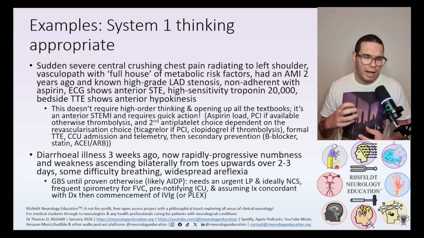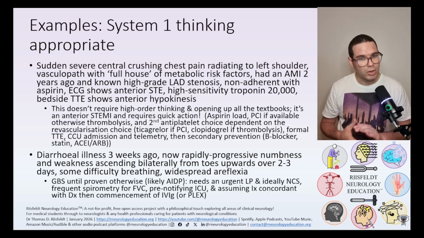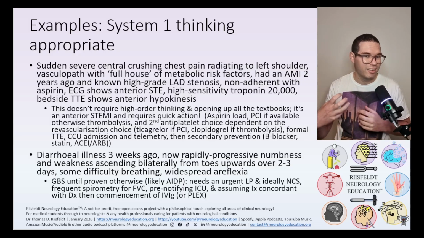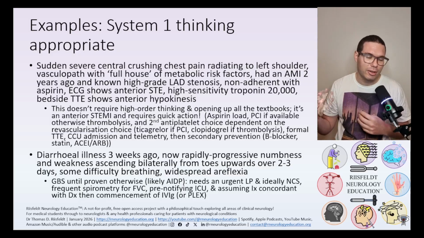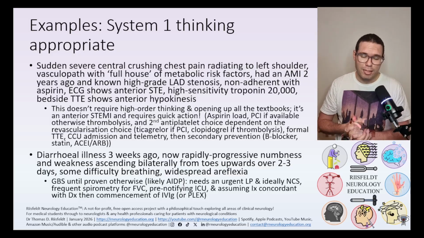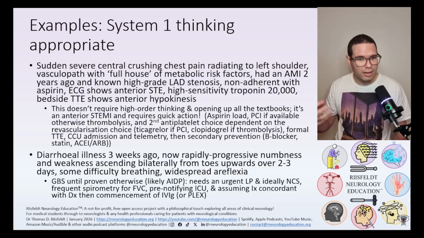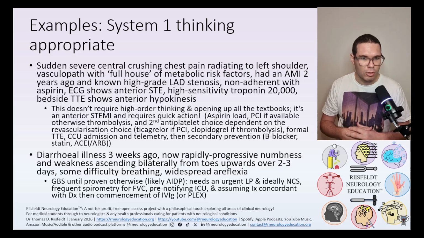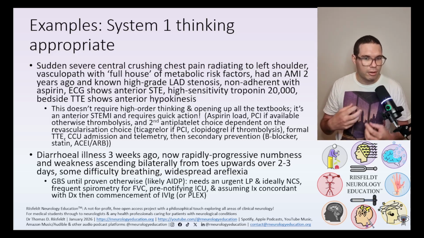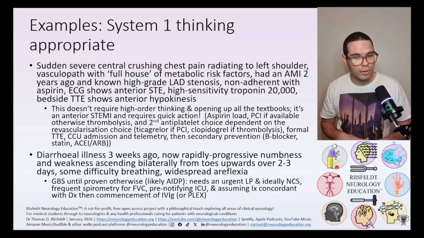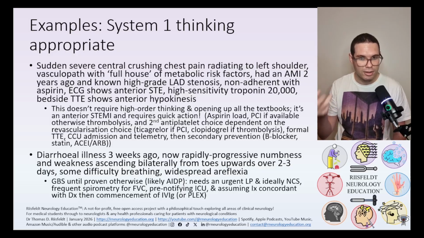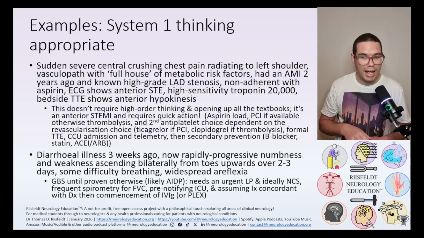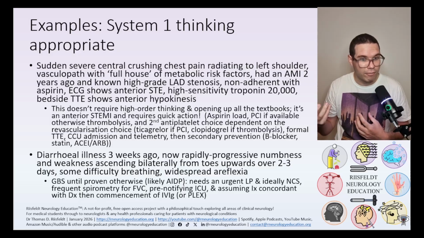So when is each system appropriate, with some examples? So here are some examples of where system 1 thinking is appropriate. To use an example that's been used many times before, you have someone with sudden severe central crushing chest pain radiating to the left shoulder, and they're a vascular patient with the full house of metabolic risk factors, as I like to call them. So the full house is 5 cards, and you've got your 5 main metabolic risk factors: diabetes, obesity, hypertension, dyslipidemia, and smoking. And this patient had an acute myocardial infarct 2 years ago.